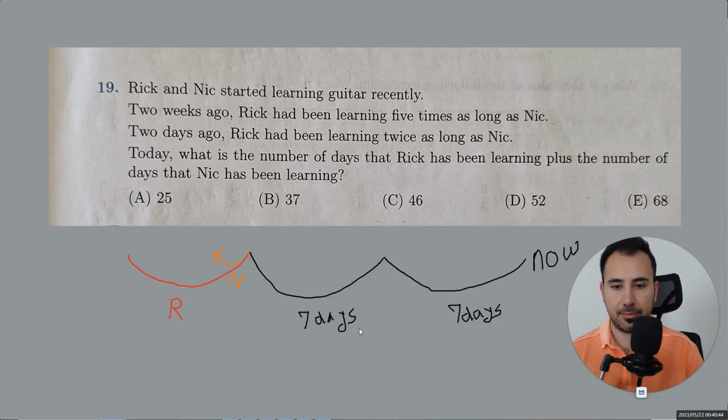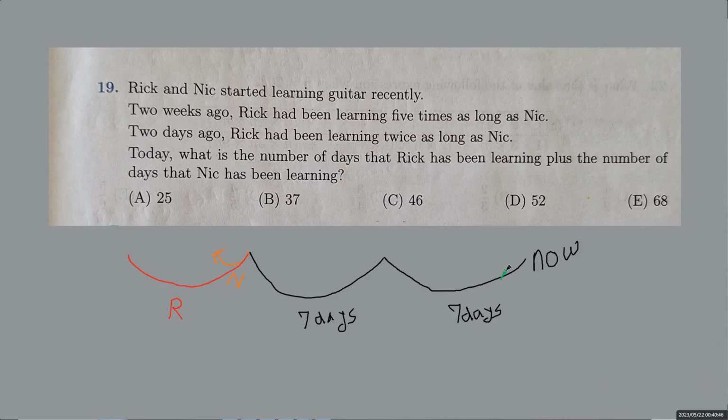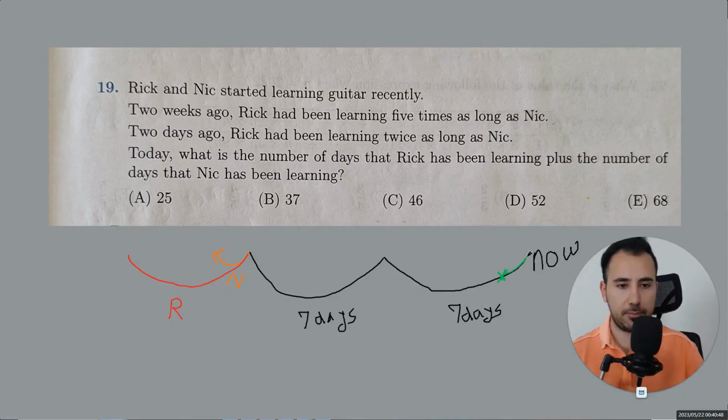Okay, we also have another time reference, which is 2 days over here. So I think the graph is complete now. So let's just start. 2 weeks ago, we're talking about this time. Rick, R, had been learning 5 times. So that's the first equation. R is 5n. That's the first equation.